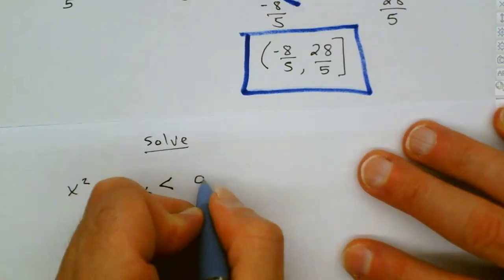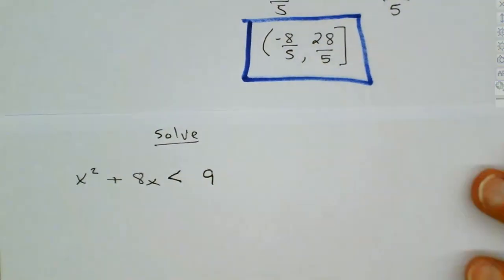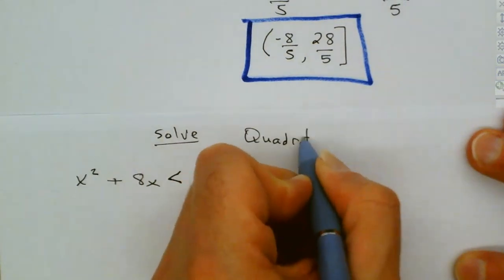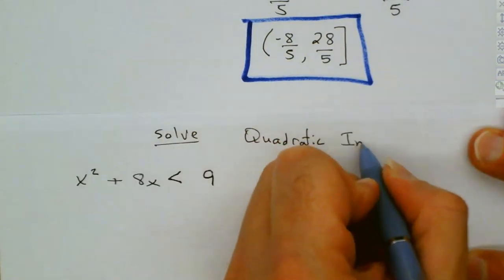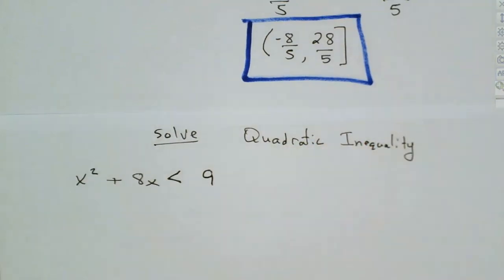How about we use a 9 there? So this is a quadratic inequality. We need to solve this like we would any equality. So that means we're going to have to factor. And these are simple to factor. They're not difficult at all.